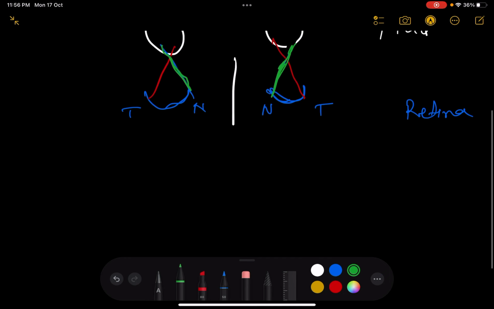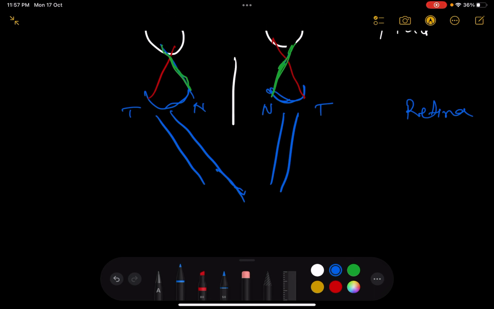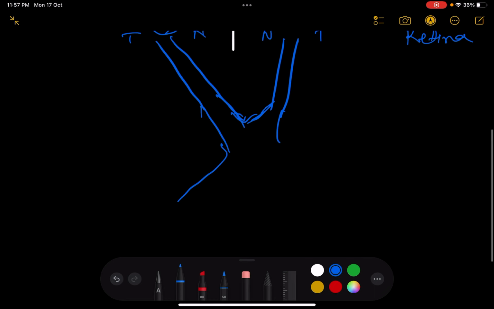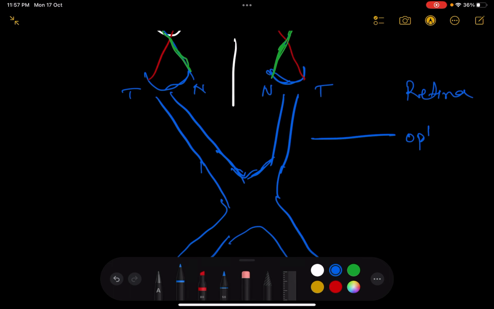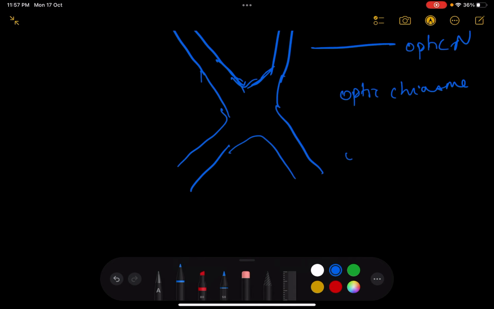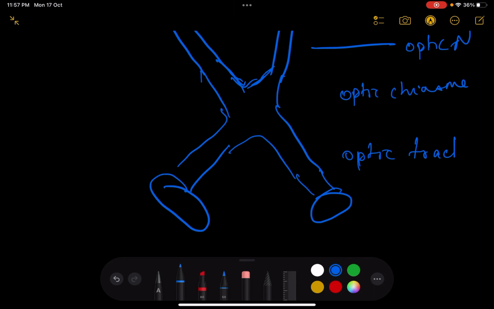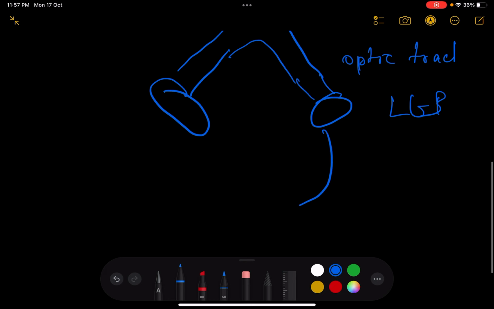Now the fibers are carried up from the retina in something called the optic nerve, and these optic nerves join to form the optic chiasma. Now that goes up all the way to the lateral geniculate body. So let me write here, this is going to be the optic nerve, this is the optic chiasma, this is the optic tract, and then it reaches the lateral geniculate body, LGB.